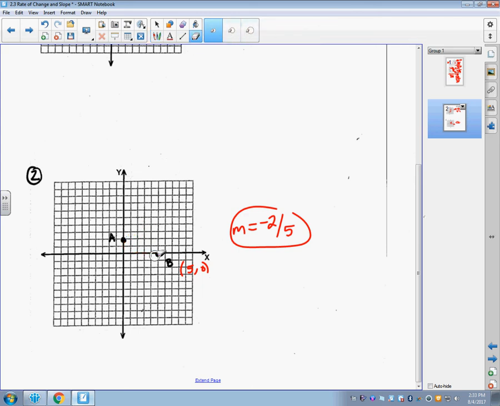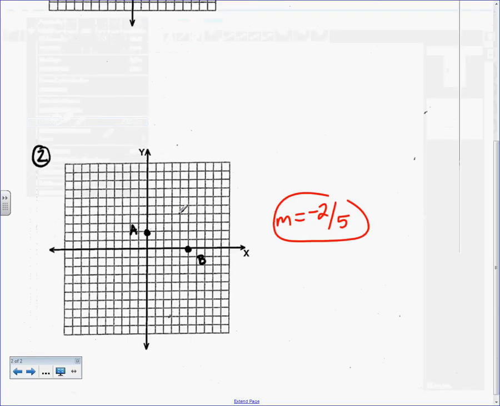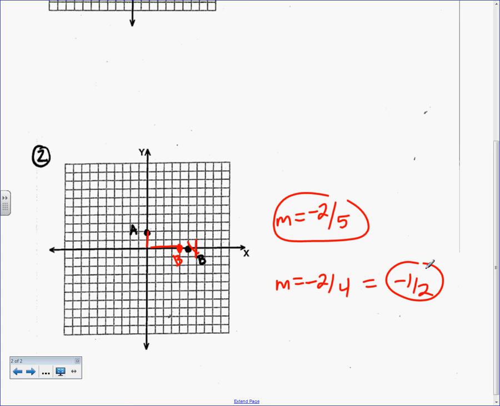We also can add a question here just really quickly if you'll watch. I'm going to pretend B isn't there. I'm going to put B in a different spot so you can see something else. Let's put B right here instead, okay? So I'm going to rise down 2 still, so negative. I'm going to run right 4. Well, what's my real answer then? Negative 1/2, right? Don't forget, you always want to reduce.